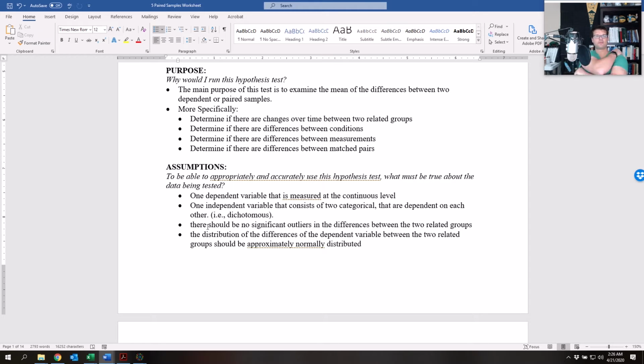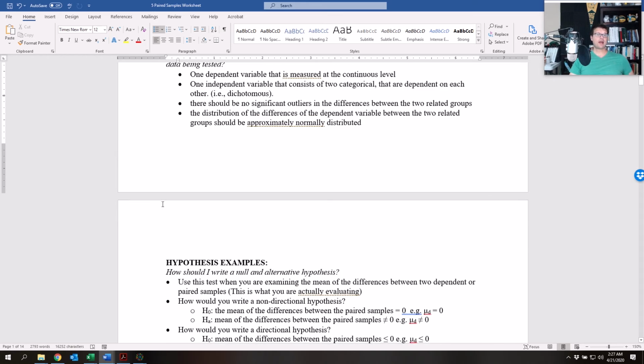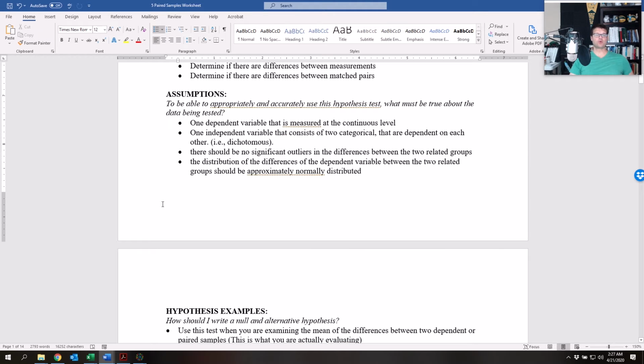There should be no significant outliers in the difference between the two related groups. There can be outliers in the actual individual groups, but when you look at the difference scores, which we'll get into in a little bit, the first thing that you've got to do is calculate the difference scores. When you've got the difference scores, there can't be outliers in the difference scores. And then the distribution of the differences of the dependent variable between the two related groups should be approximately normally distributed. So we're not actually examining the two individual groups. What we're doing is examining the difference scores between those two groups.